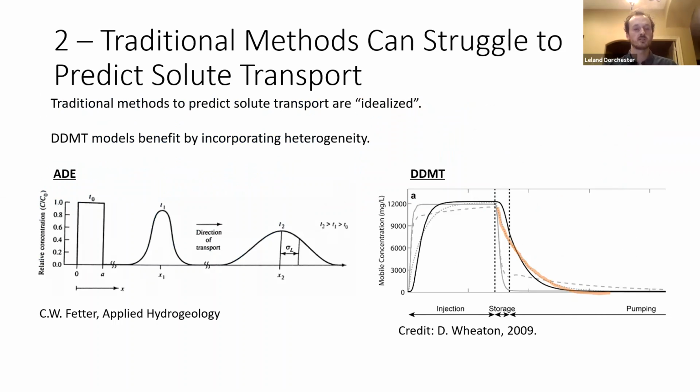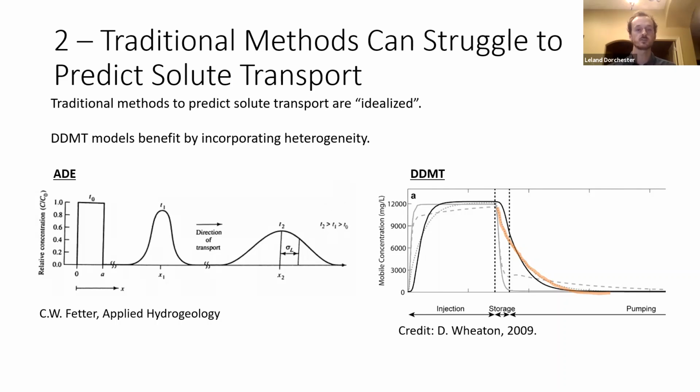So here what we're looking at is two concentration breakthrough curves. On the left-hand side, we have a concentration breakthrough curve under conditions that are used in the advection dispersion equation. And then on the right-hand side, we have an example used in dual domain mass transfer modeling. And so what's important to know is that more traditional methods, like the advection dispersion equation, are essentially idealized because they operate on some overarching assumptions, which may or may not necessarily actually be good assumptions. And one of these assumptions is that we are working in a homogeneous groundwater system.